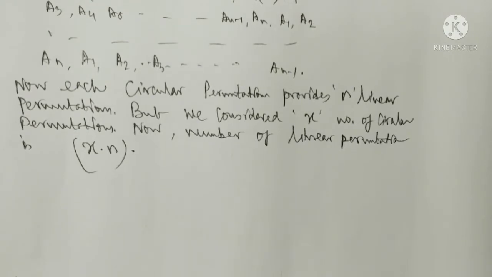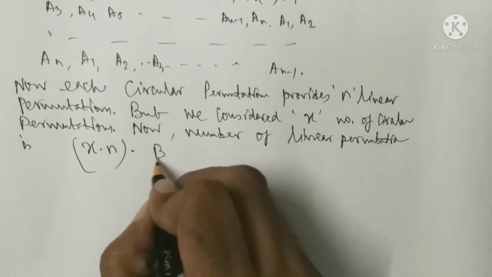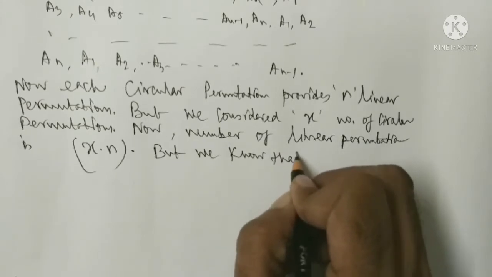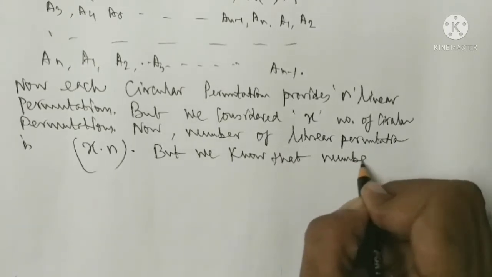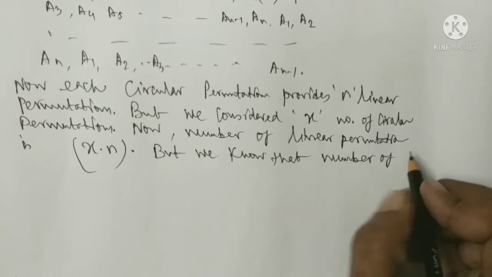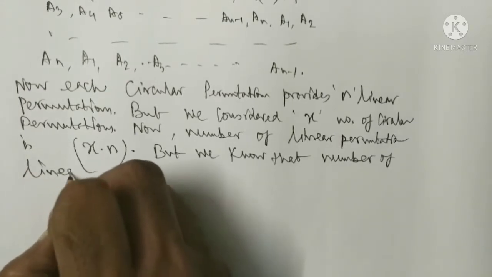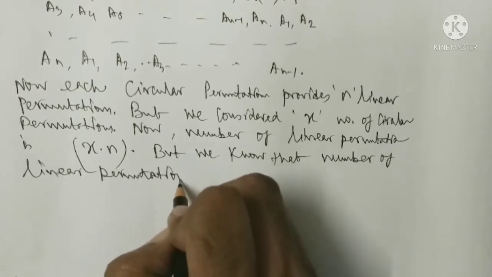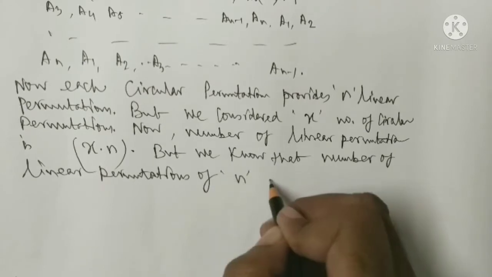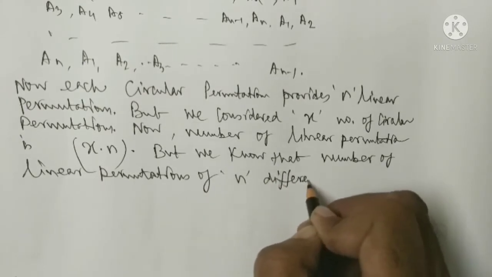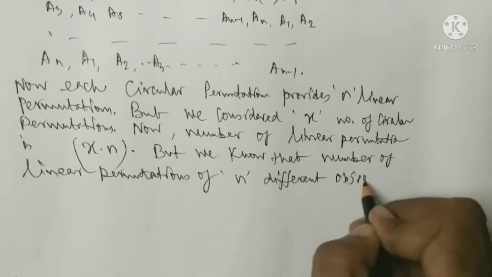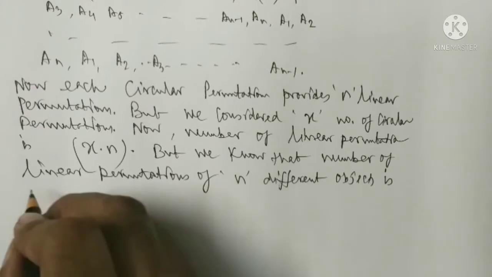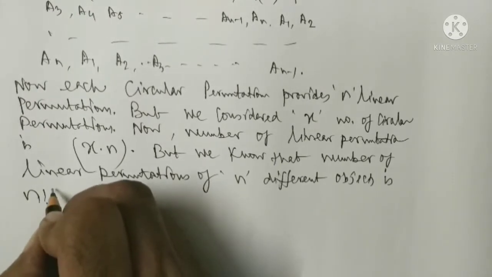But we know that the number of linear permutations of n different objects is n factorial. This is our basic rule.